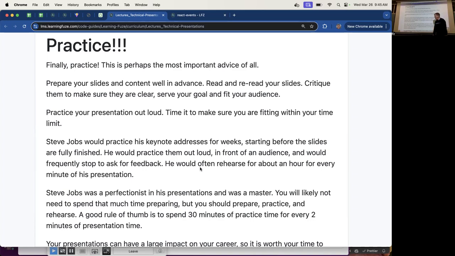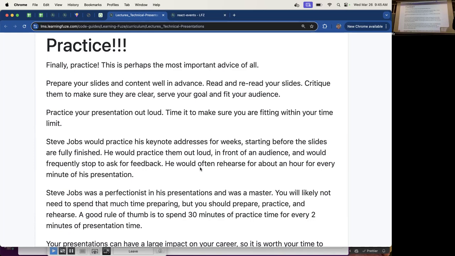I read once that he would usually rehearse for 1 hour for every minute of his presentation. Oh my God. So if he had a presentation that was going to go for 60 minutes, which is pretty common at the conferences, he would have 60 hours of rehearsal. So he would speak for a minute, then pause maybe. Yeah, but then he'd do it again and again and again. Okay, so 1 hour for every minute. So he's saying it over and over again to make sure he's got it down perfect.